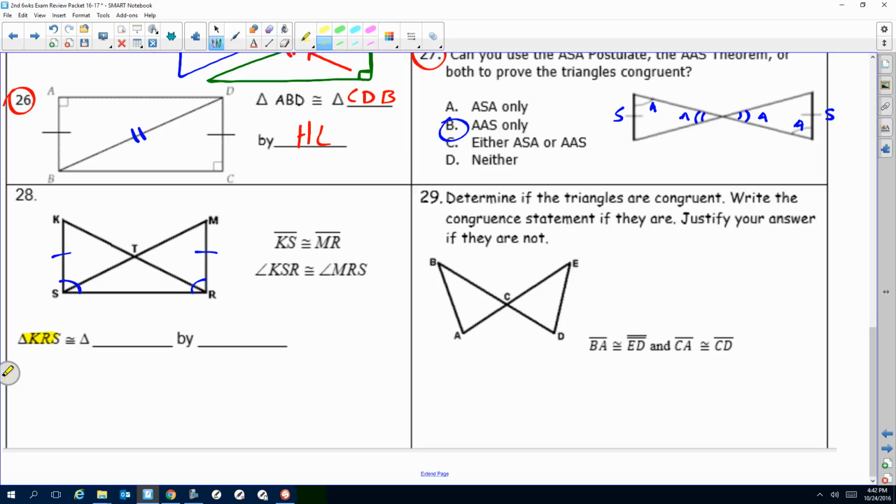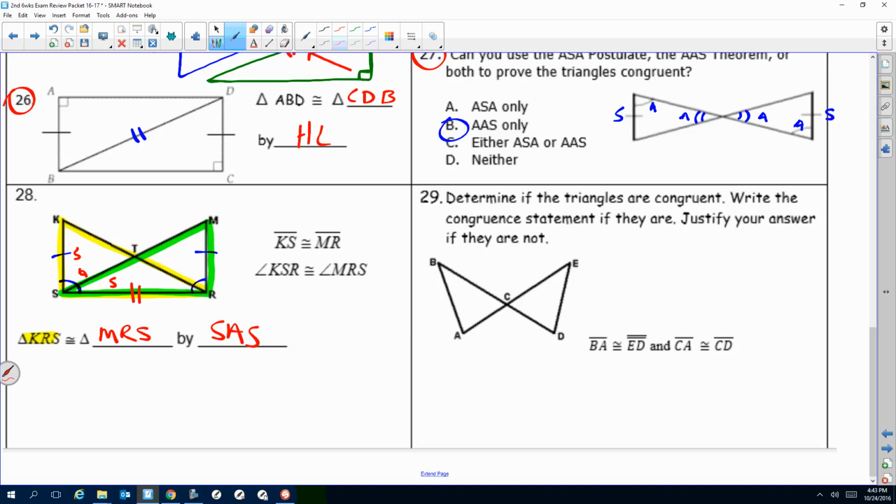This triangle is from K to R to S. So I'm looking at that. Kind of looks like a right triangle, but it's not because we don't know it's perpendicular. But we're looking at that triangle, and that would have to be compared to MRS. I don't know if it's in that order, but I need to at least see that these two triangles have SR in common. They're sharing that side. So I have a side, I have an angle, I have a side. This is going to be side, angle, side. And if I say KRS, then it ends up going to be MRS.